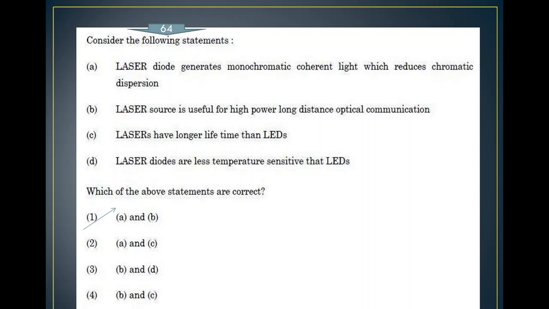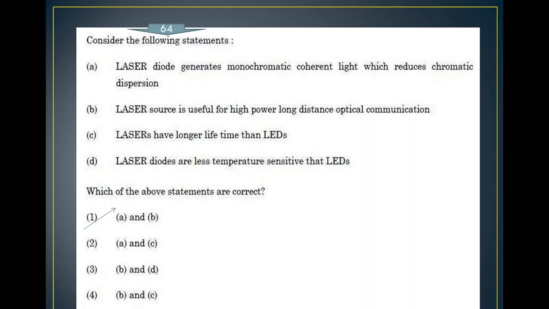Statement B. Laser source is useful for a high power long distance optical communication. Statement C. Lasers have a longer lifetime than LEDs, and statement D. Laser diodes are less temperature sensitive than LED. Which above statements are correct?